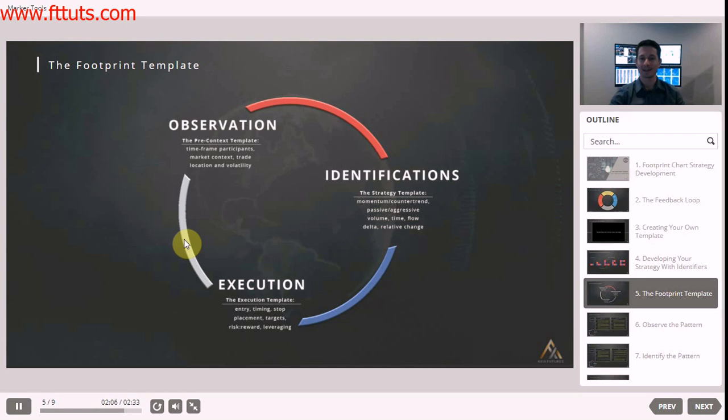Then once we've identified one of the 10 strategies, we then focus on the execution identifiers. So what identifiers can we utilize to ensure we're effectively executing? And those will include things like entry, timing of execution, stop placement, target placement, risk reward, as well as leveraging and how to leverage. Now, in the next slide, we're going to discuss how you'll complete each one of these sections that is provided in the template.